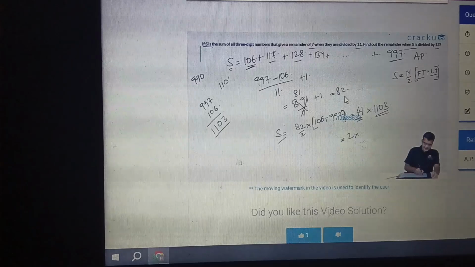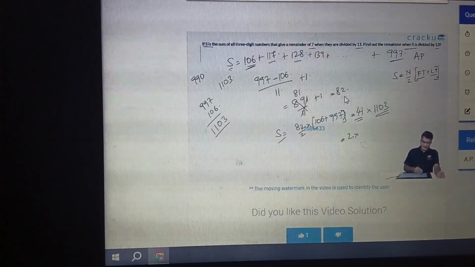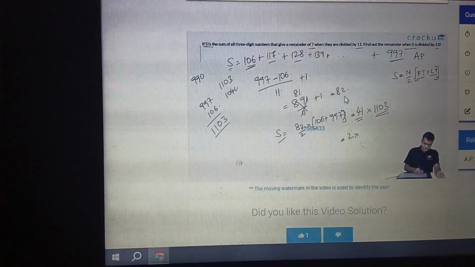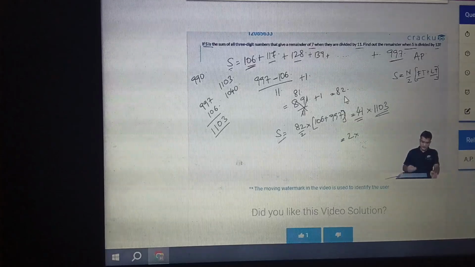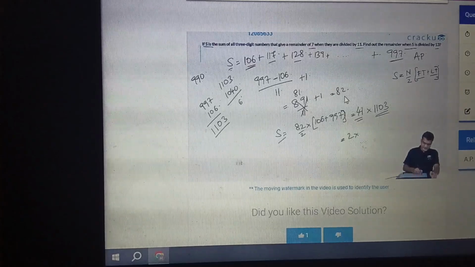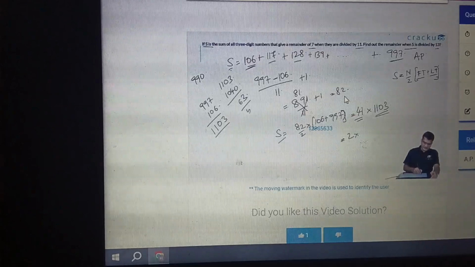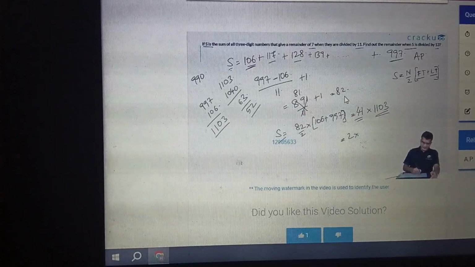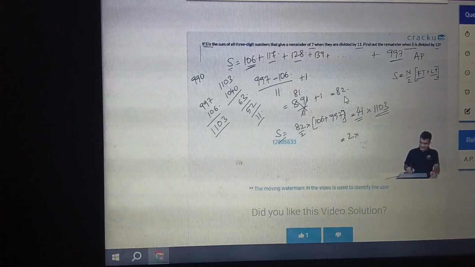To calculate that quickly, we will take a multiple of 13 which we know, which is very close to 1103. That is equal to 1040. We know that 13 times 8 is 104, so 13 times 80 will be 1040. So if you subtract this, you are going to get 63. We can decrease it further. From 63, you can subtract 52. So this will be equal to 11. So the remainder when 1103 is divided by 13 is 11.